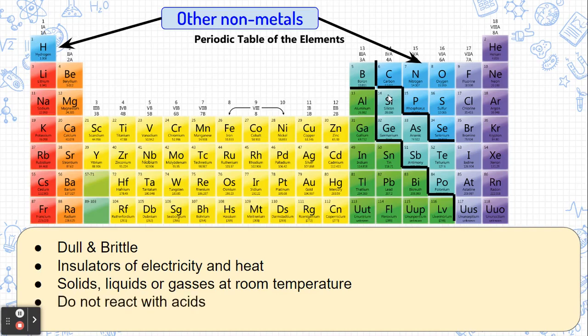They do not react with what? What was this word again? The thing in your stomach that makes you... acid. Acid. It's a C, but it's like an S. Acid. Where are they found? On which side? On the right side of this staircase.